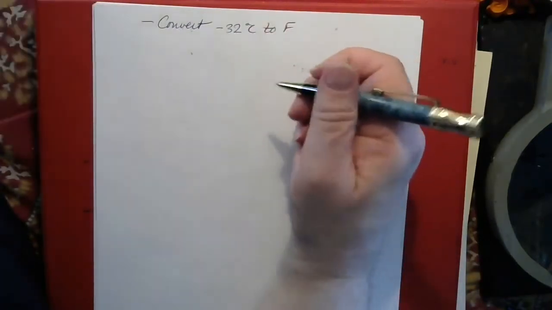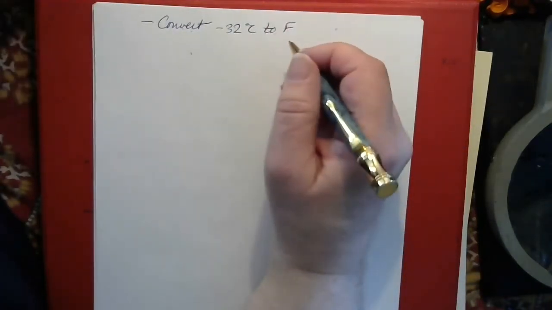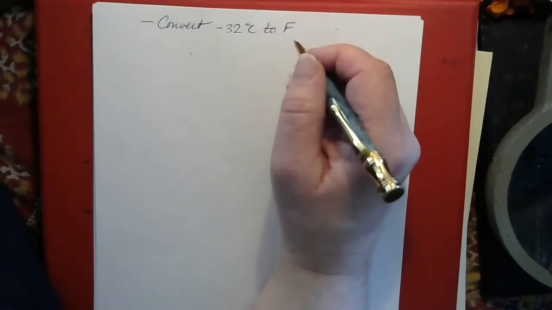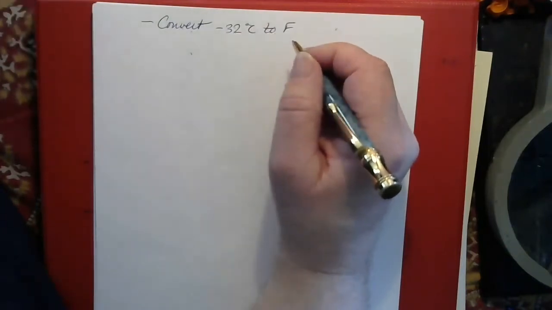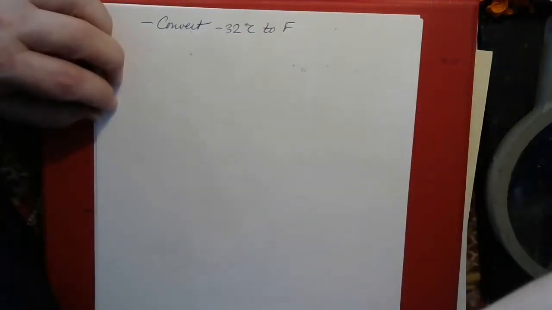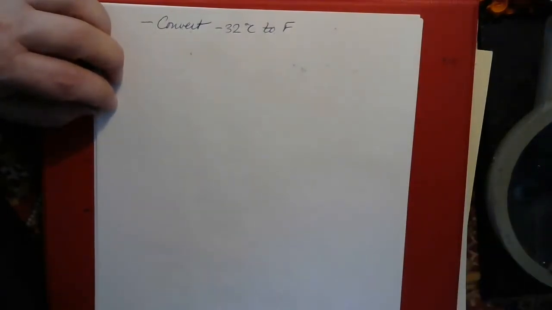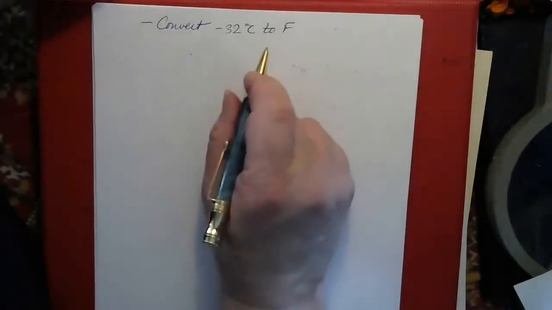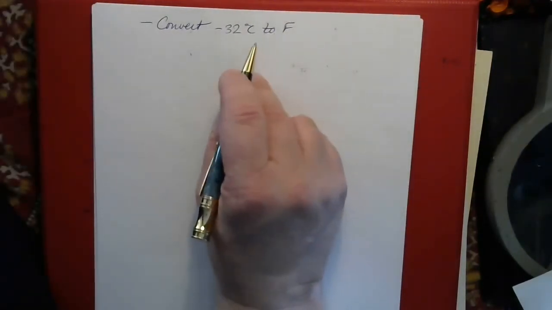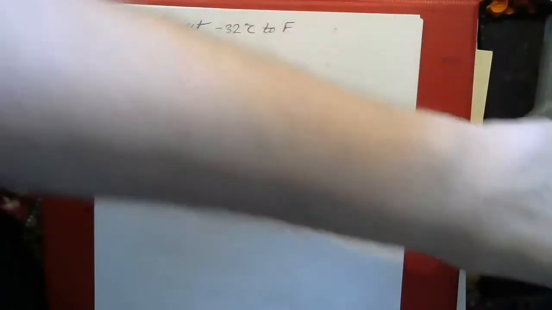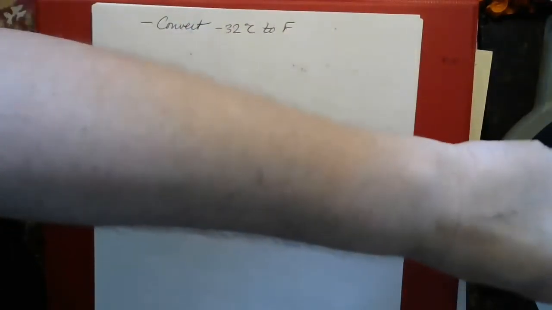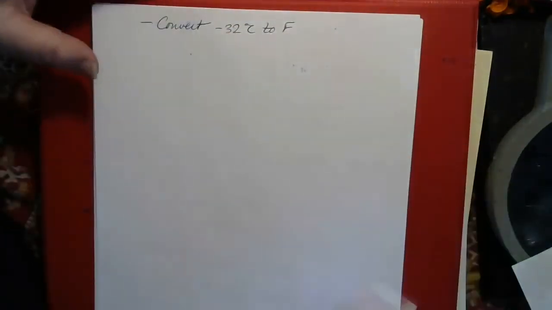How about if you want to convert negative 32 Celsius to Fahrenheit? Not something that we'd actually want to do very often in this class, but say it's a really, really cold day over in Canada and they report the temperature, but it's in Celsius, so you want to sort of relate to it. You want to know what it is in Fahrenheit. So now you can actually convert it to Fahrenheit.